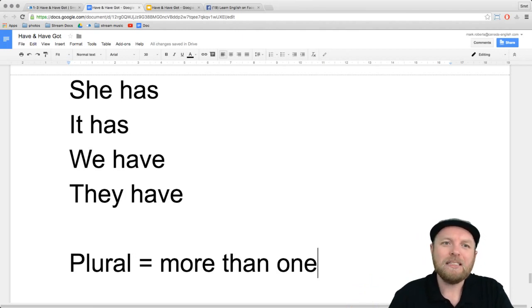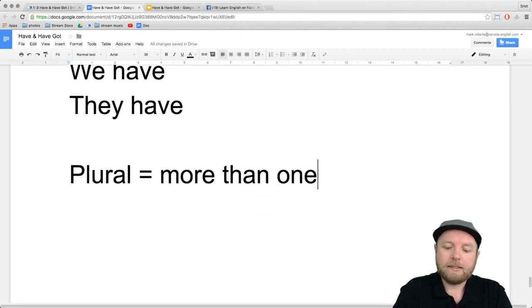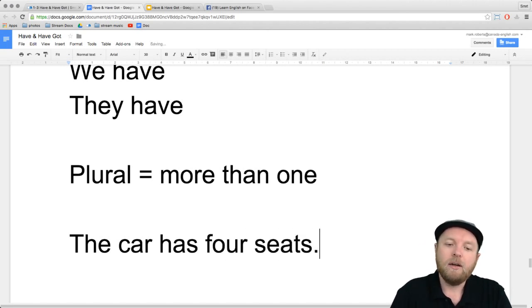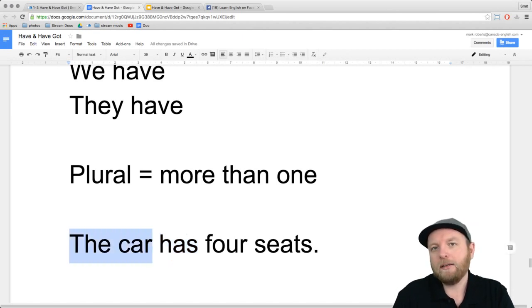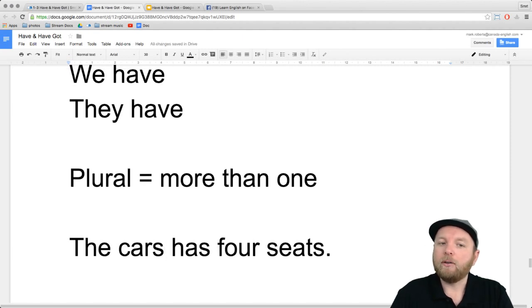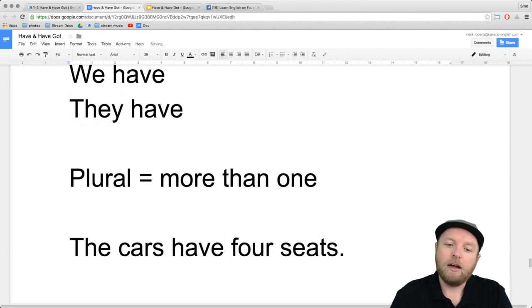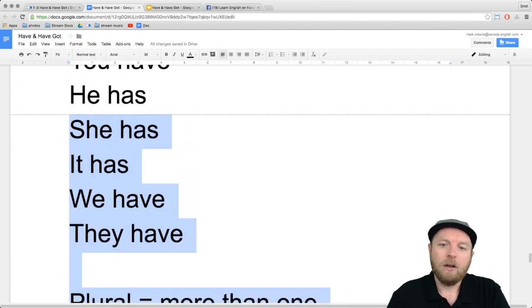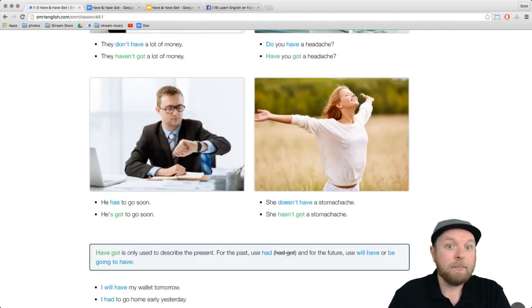So we can't really say it's singular or plural. But the car has, I don't know, the car has 4 seats. Here it is singular, Wayne, because car is it. If I say the cars, now I'm talking about they. So I have to say the cars have 4 seats. A little strange, but the cars have. Good question, Wayne.